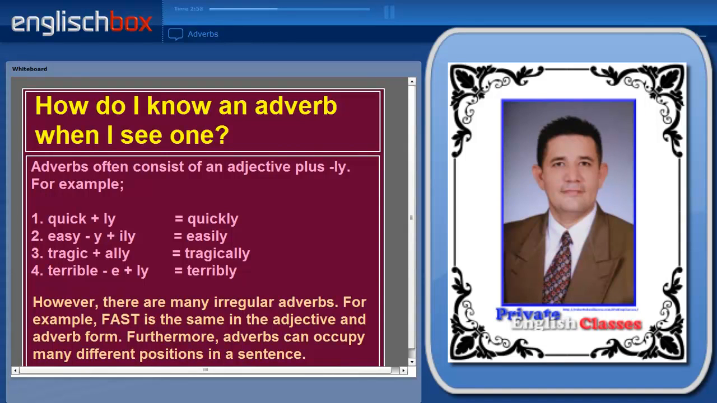However, one must be careful because there are very many irregular adverbs. One of these is fast. Fast has the same form as an adjective and as an adverb. So you would say he is fast, and you would also say he runs fast.